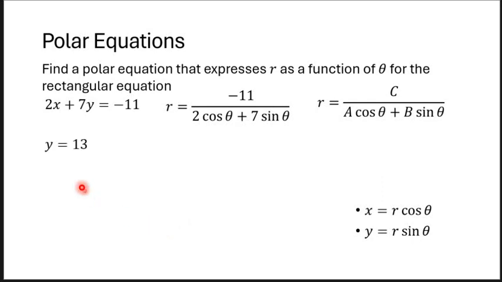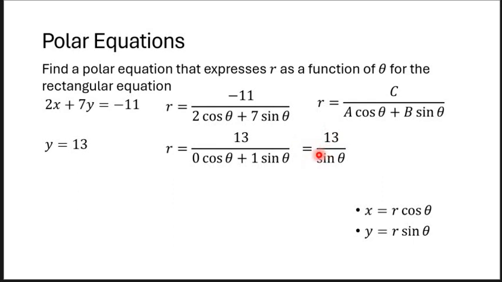Here's another line in rectangular form, y equals 13. That's a horizontal line. So A is 0, B is 1, and C is 13. So you plug those in, you get 13 as C, A is 0, B is 1, and this is going to simplify to just 13 over the sine of theta. This is the general form of the equation of a horizontal line. It'll just be that constant divided by the sine of theta.